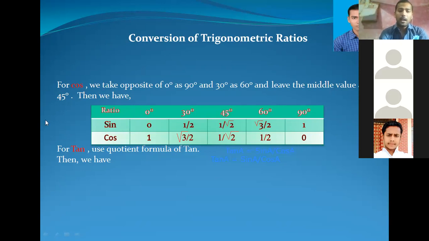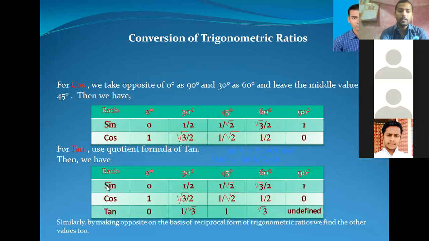So after using that formula, we have tan is equal to sine by cos. That means 0 by 1 is equal to 0, as given. When 0 is divided by something, the answer comes as zero. In the same way, sine by cos, that means 2 cancels, 1 by root 3 remains. That means tan 30 degree is equal to 1 by root 3. In the same way, 1 by 2 divided by 1 by 2, we get 1 as the answer.